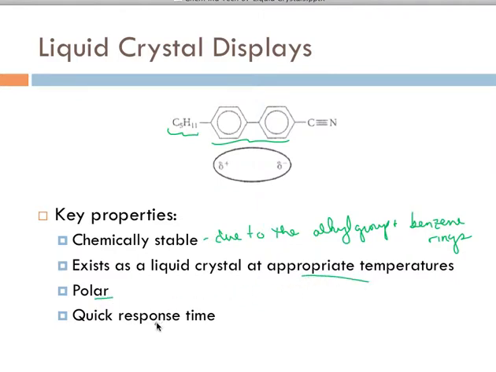They are polar and they have a quick response time, meaning that they react quickly in an electric or a magnetic field. Okay, so polar meaning they can react to that electric field. And the quick response time means it reacts fast.